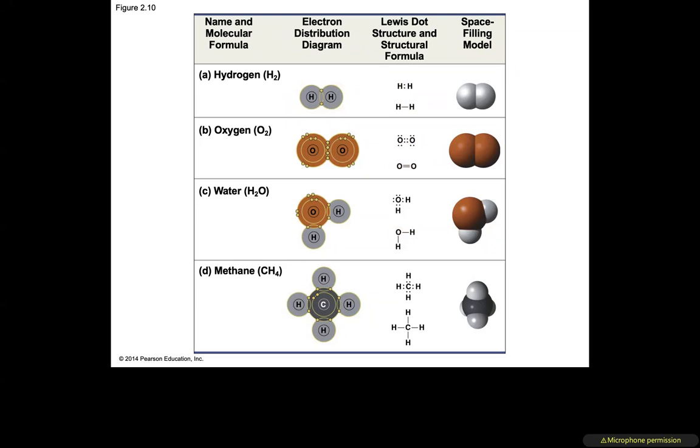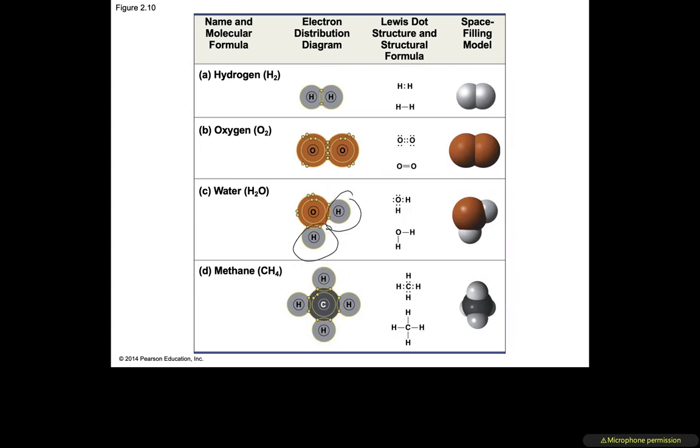Okay, so what are we looking at here? We are looking at hydrogen gas. We already talked about that. We already talked about oxygen gas. Right here, water. Water is a molecule, H2O. It has two H's and one oxygen. So it's got two hydrogen atoms and one oxygen atom.